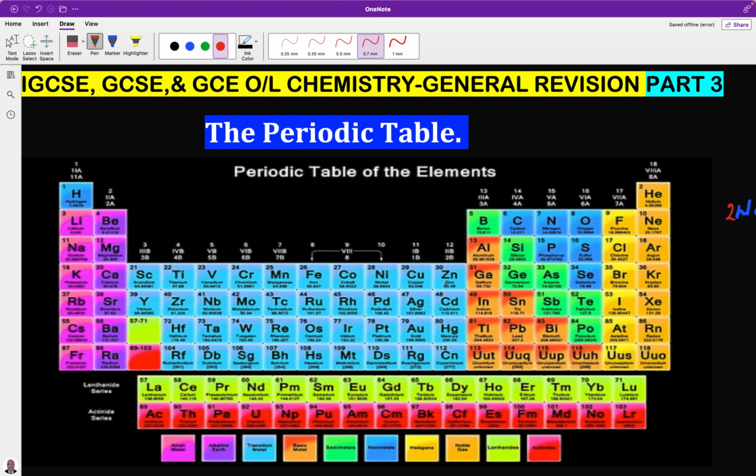Secondly, the reactivity of a group 1 metal will increase down the group. Beginning from lithium right down to francium, the reactivity is increasing. I will give you the reason in detail at a higher level. At your AS and A levels, you will have the reason why the reactivity is increasing as you go down the group.